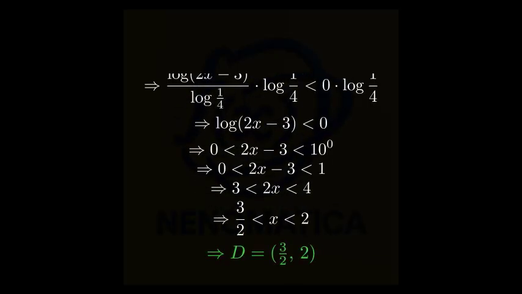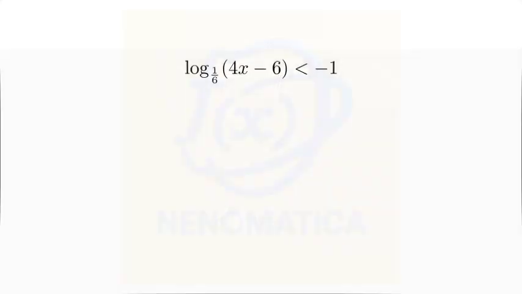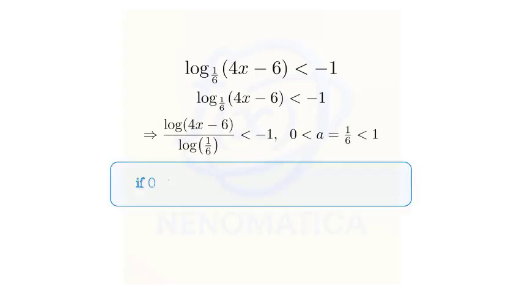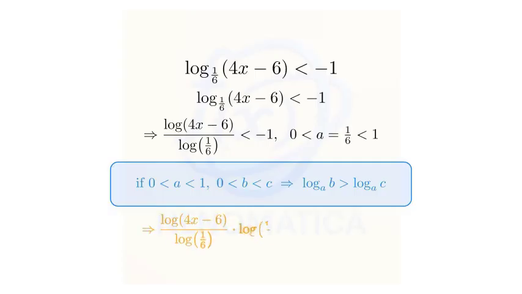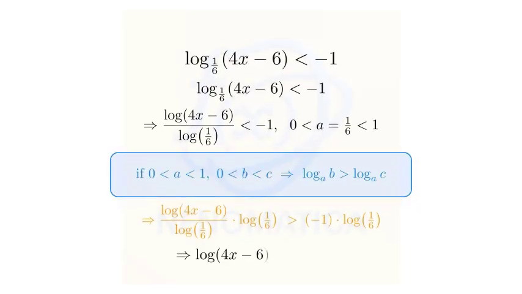The set is the open interval, 3 halves to 2. Next: log base 1/6 of (4x minus 6) is less than negative 1. Step 1. Restate the inequality exactly as given. Step 2. Apply the change of base formula and note that the base equals 1/6 lies between 0 and 1. Step 3. Multiply both sides by log of 1/6, which is negative, so the inequality reverses. Step 4. Simplify the left side, leaving log of (4x minus 6) greater than negative log of 1/6.